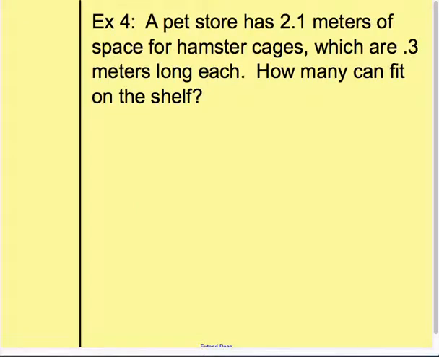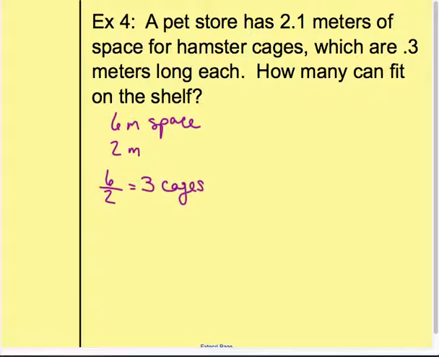Last example, of course we have to have a word problem with our decimals as well. A pet store has 2 1/10 meters of space for hamster cages, which are 3/10 meters long each. How many cages can fit on the shelf? So again, turning these into whole numbers, let's say I have 6 meters of space, and each cage is 2 meters long. I'm just making these up. How would we figure out how many cages we could fit on the shelf? Well, we would take the amount of space divided by the space per cage, and we could fit 3 cages.